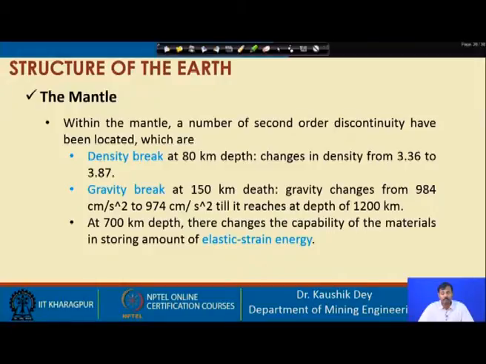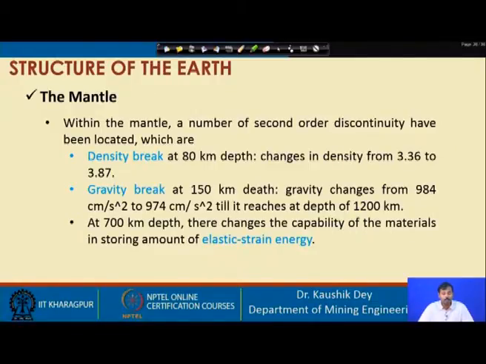Gravity break at 150 kilometer depth. So, gravity changes from 984 centimeter per second square to 974 centimeter per second square. It reaches that at a depth of 1200 kilometer.